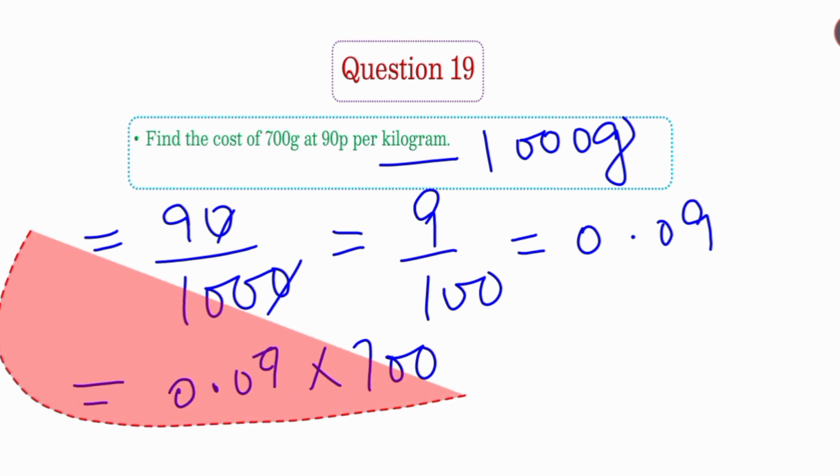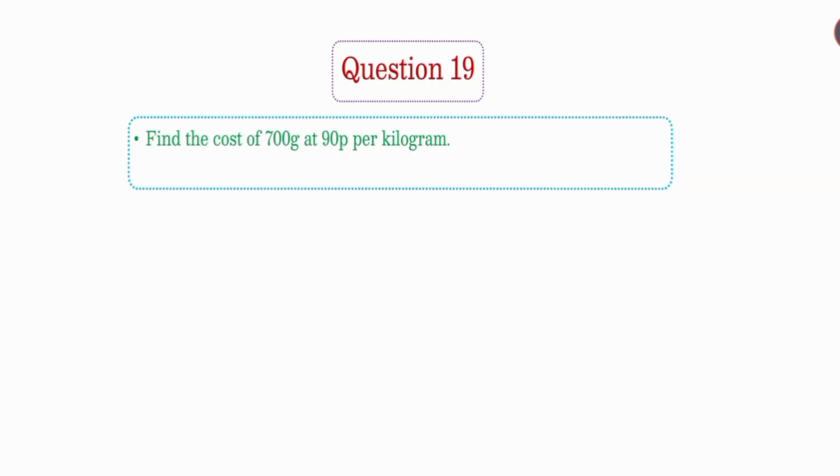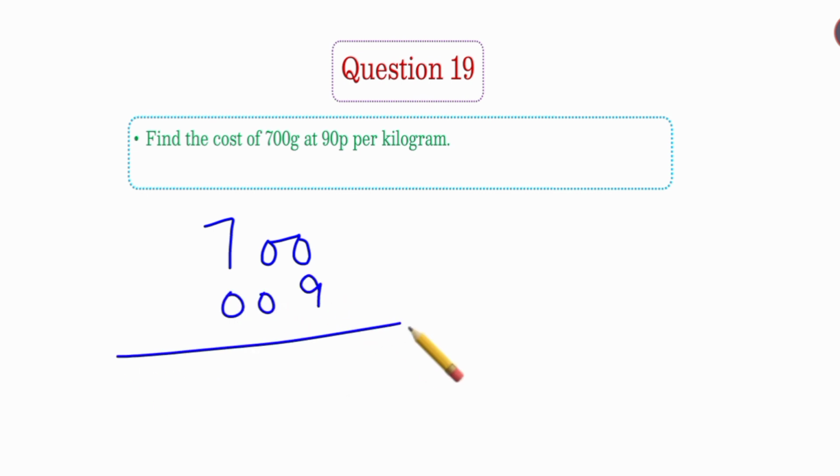Okay, let me just clear the area. Now we multiply 0.09 with 700 grams. 700 times 0.09. Now what do we get? 9 times 0, obviously you will get zeros, and 9 times 7 gives you, obviously, 63, and then you will multiply the zeros. Obviously, if we multiply zeros with 700, again we are going to get zeros, so we can do it directly.